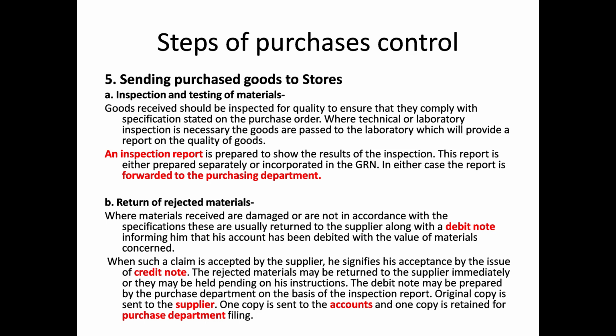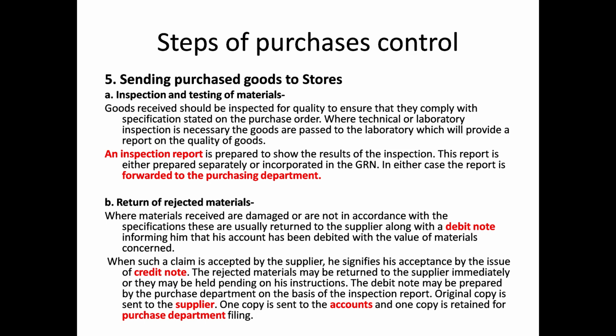Step 5. Sending purchase goods to stores. There we have two main activities. Number 1, inspection and testing of materials. Number 2, return of rejected materials. Now we'll consider inspection and testing of materials. Goods received should be inspected for quality to ensure that they comply with specifications stated on the purchase order.